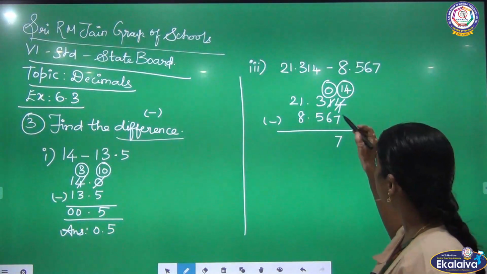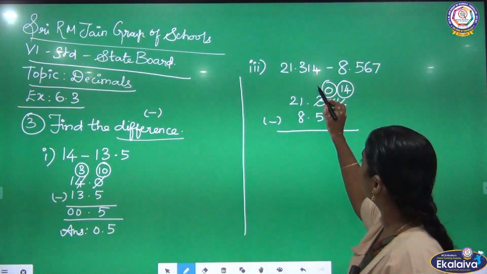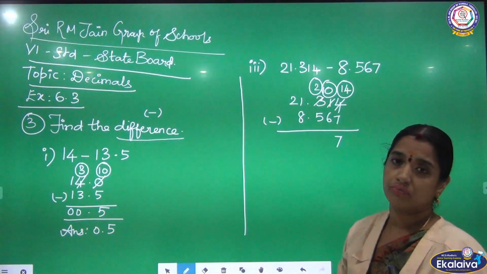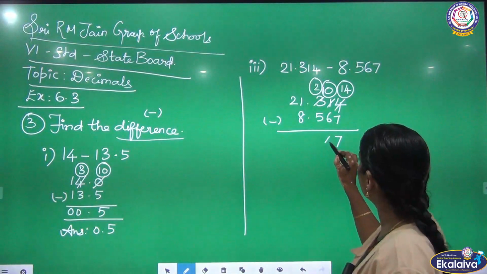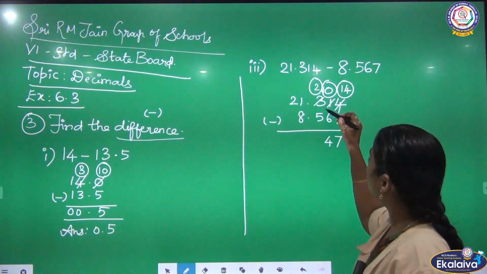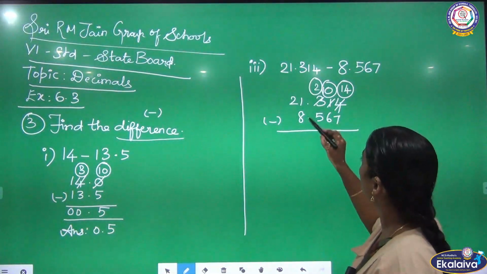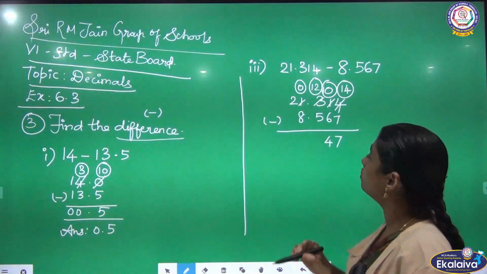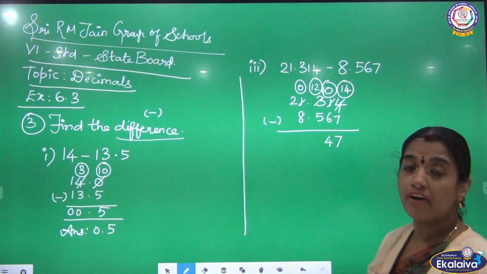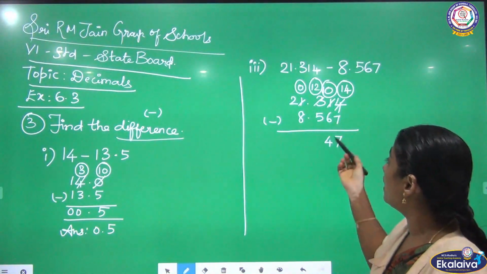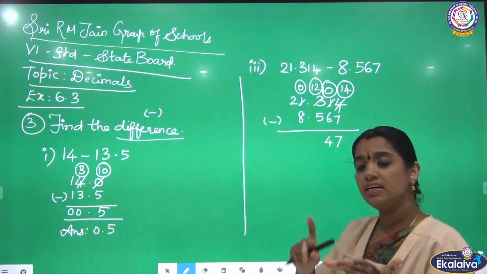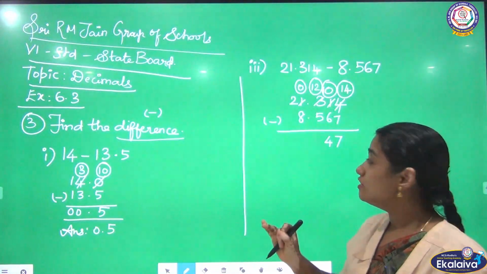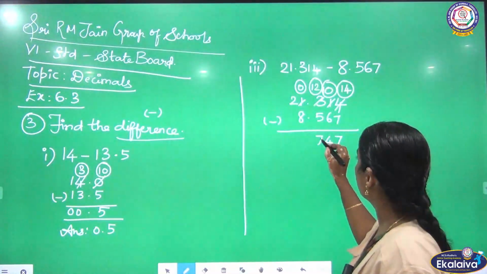And 0 minus 6, you have to borrow. So this becomes 2 and this becomes 10. So 10 minus 6 is 4. And 2 minus 5, again borrow. So this becomes 0 and this is 12. So 12 minus 5 is 7. How can I calculate this? 5, after 6, 7, 8, 9, 10, 11, 12. So I am having 7.